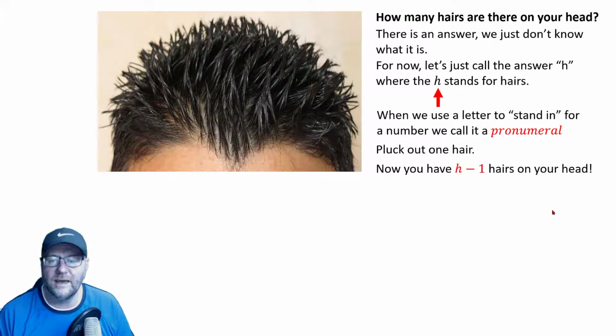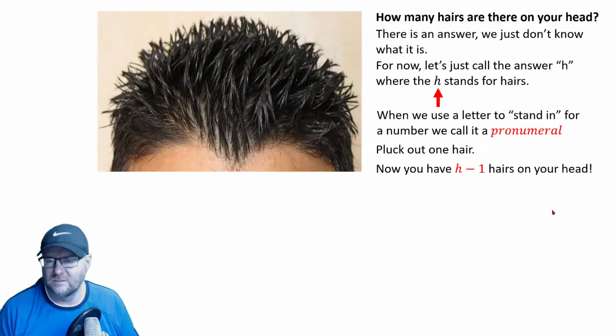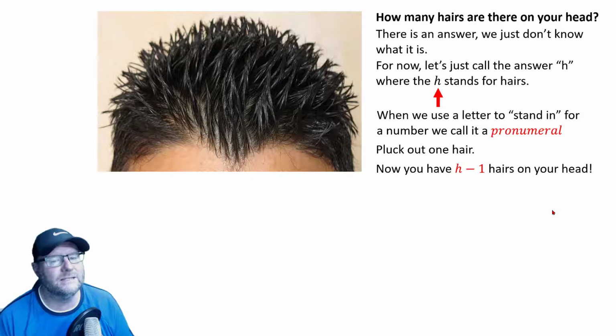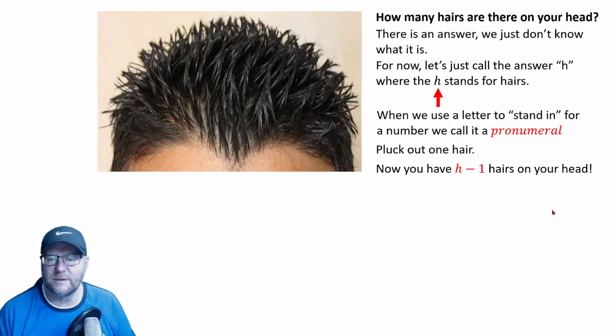Now, if you went ahead and plucked out one hair on your head, how many do you have? Well, you have H minus 1. So the H that we started with minus the one we plucked out. So we say we've got H minus 1 hairs on our head. Now see how easy that was to use the letters to represent something we don't know.